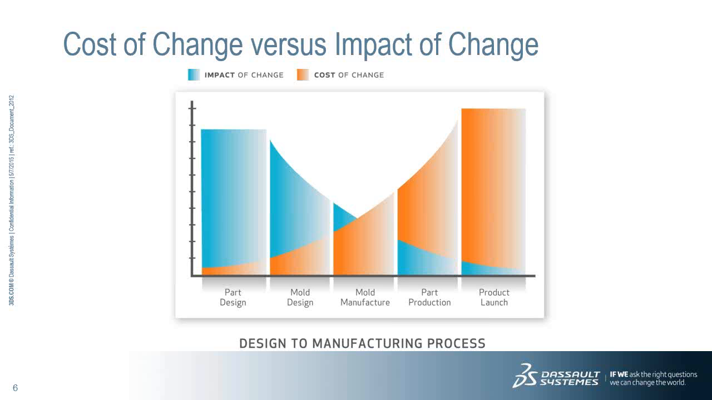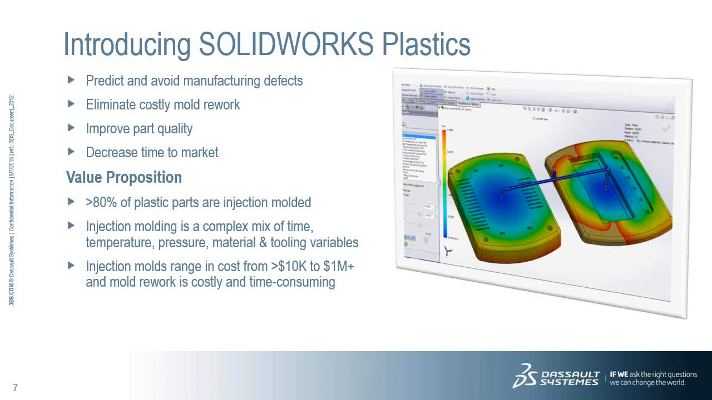So part design, mold manufacturing, part production, product launch. Here you can see in this slide the impact of change and the cost of change. So how it goes. So now we introduce SolidWorks Plastics. That is where we are introducing this for companies that design plastic parts or injection molds. SolidWorks Plastics helps us to predict and avoid manufacturing defects during the earlier stages of part and mold design, eliminating costly mold rework, improving part quality and decreasing the time to market. When I say what is the value it brings to the table.